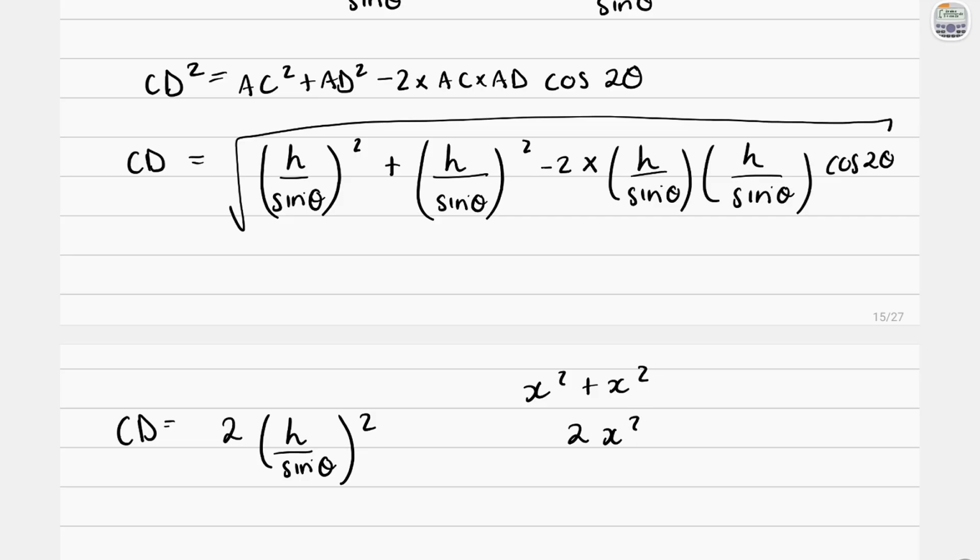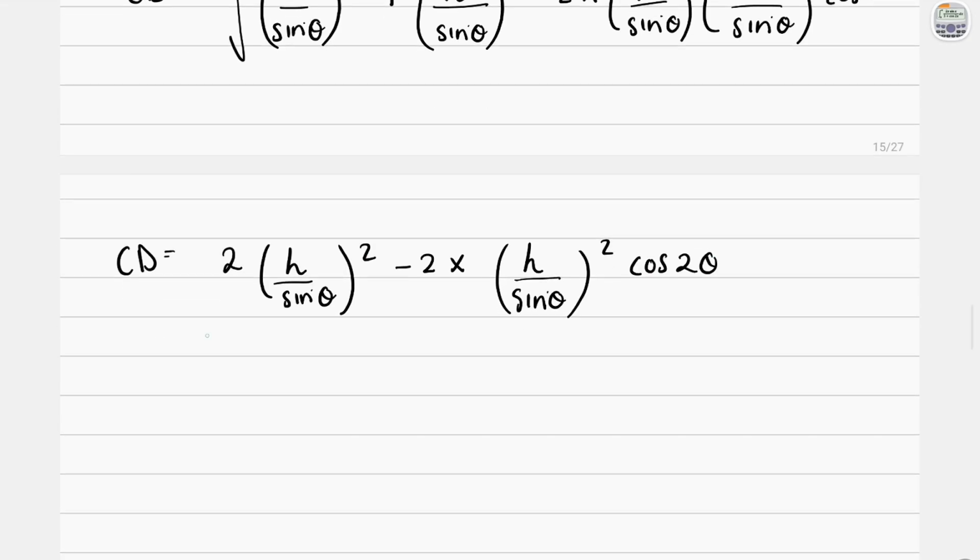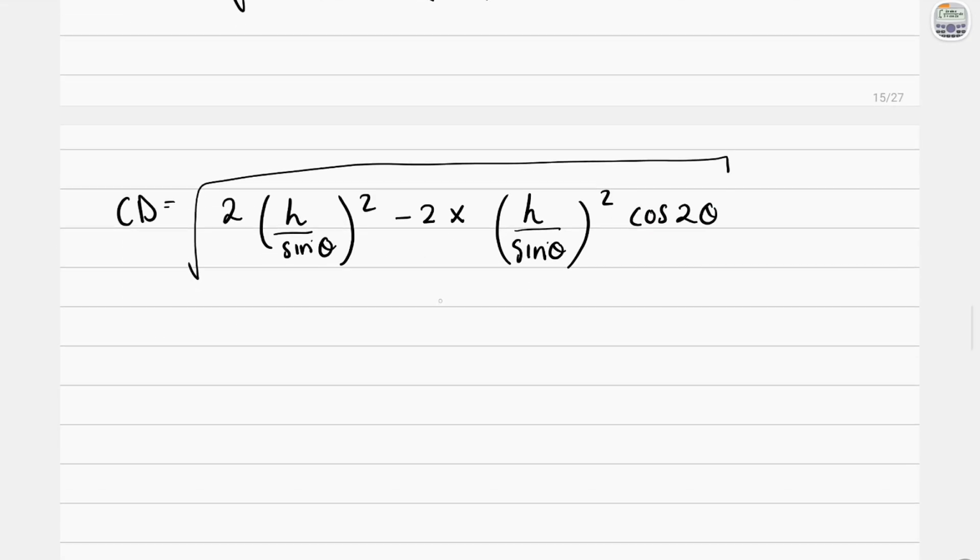So that base is still squared. And then we have minus 2 multiplied by, now these are the exact same thing. So they really just multiply and get squared. So it's just h over sine theta all squared. And then cos 2 theta. I'm just trying to keep what I can see is similar. Okay, so you see how those look alike?